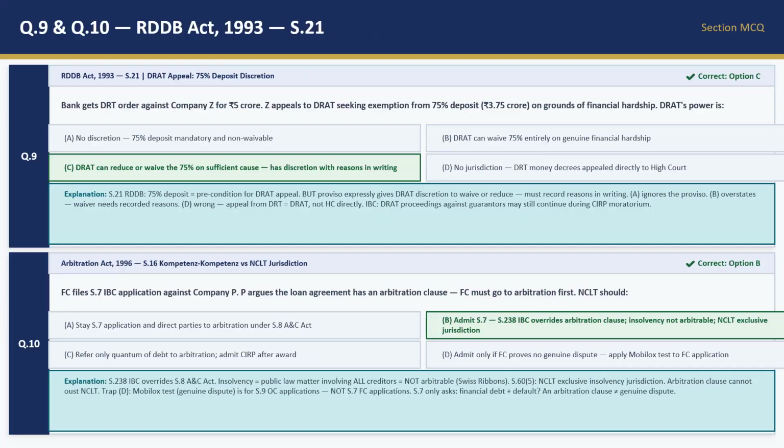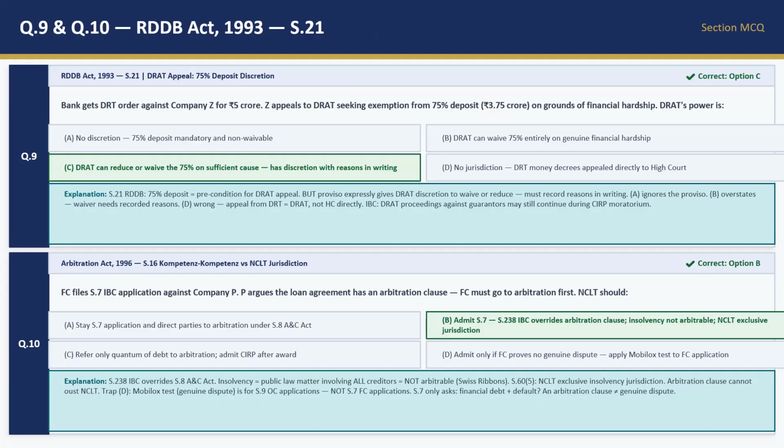DRAT. Deposit description. Because if anybody is aggrieved against the orders of the DRT and he appeals to DRAT, then there is a condition of deposit of 75%, but it could be reduced also as per the discretion of DRT.